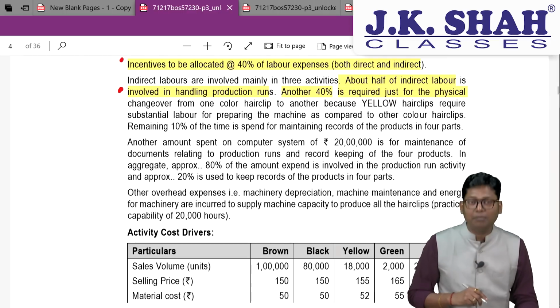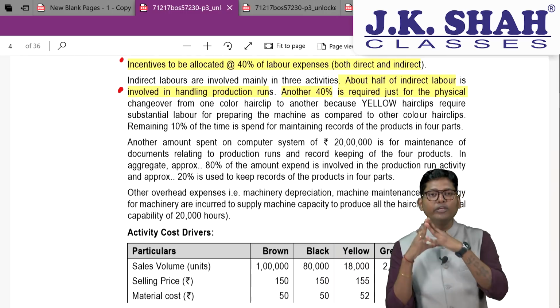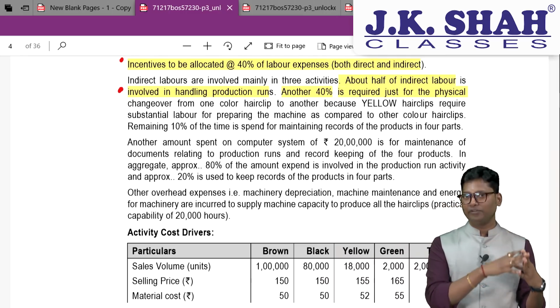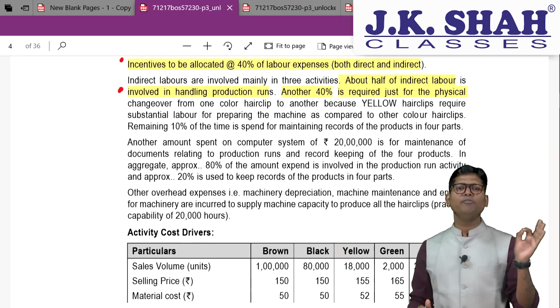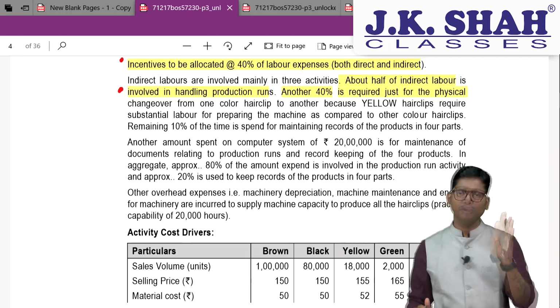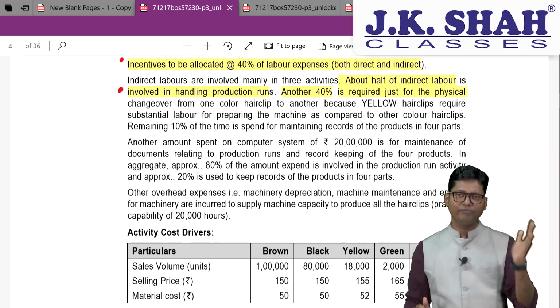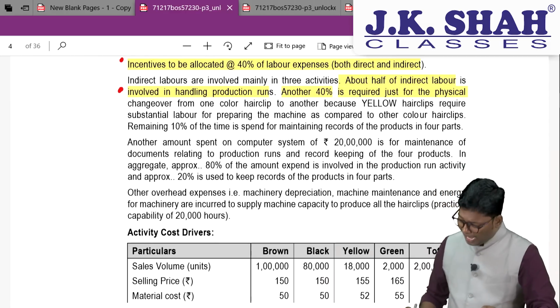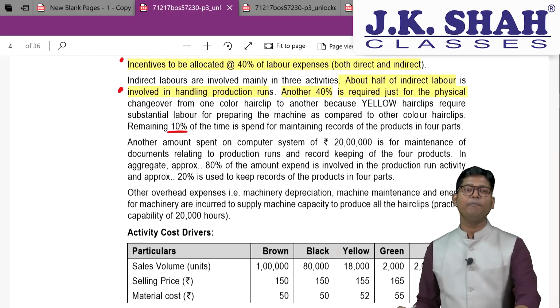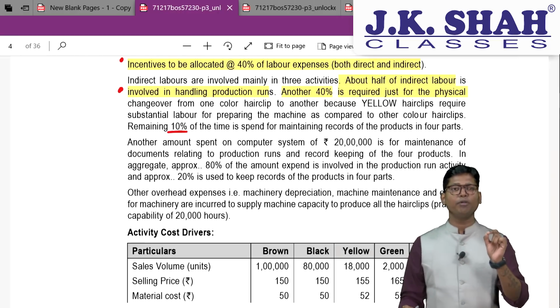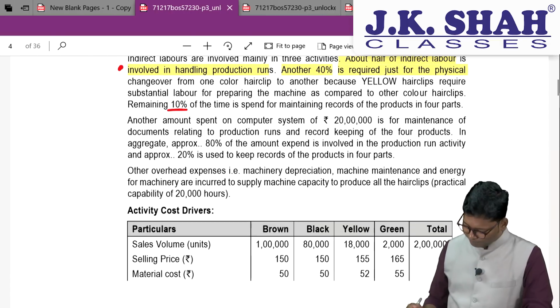See, total labor. Now, other than indirect incentives, they have given you indirect labor related information. Whatever is the total amount of indirect labor, out of that first 50% is based on production runs. Another 40% is only because of changeover from one color to another color. That is why we are going to bifurcate it into 50% first, then 40%, and after that the remaining 10% of the time is spent for maintaining records of the product in 4 parts. They have given you specific information for each and every calculation.